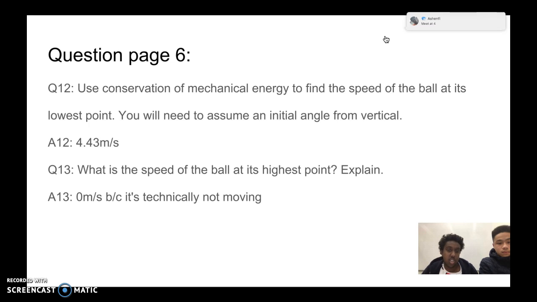Question 13 is what is the speed of the ball at its highest point? Explain it. We thought this answer would be 0 meters per second, because this is where we started from, and the momentum and speed of the ball is 0 because technically right when we release it, it is not moving.